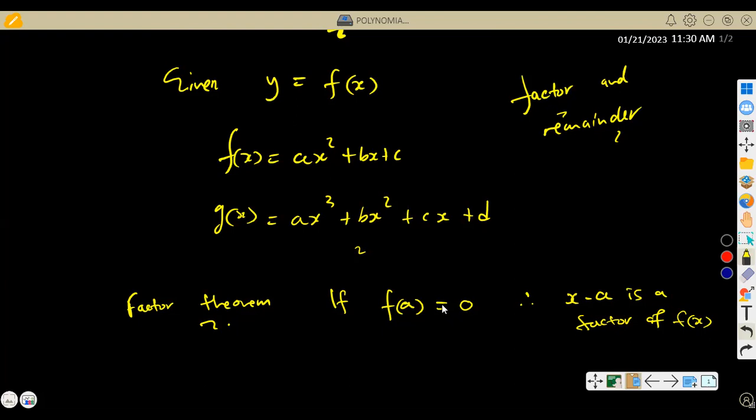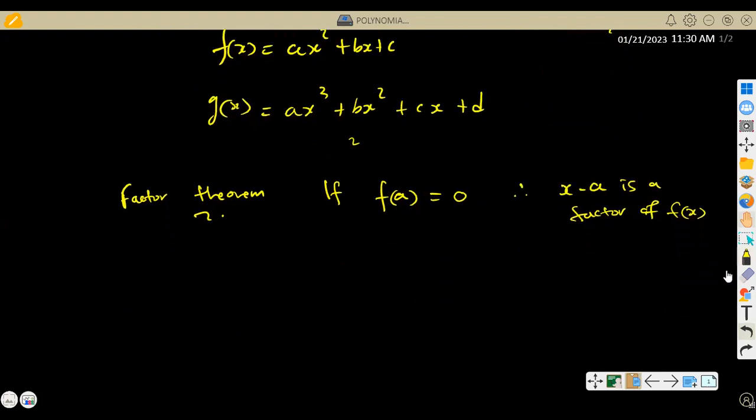If you substitute any number on f of x and obtain a 0, then x minus that number is a factor. Take note of what I'm trying to say here. If f of 3 is equal to 0, what does it mean? Therefore, x minus 3 is a factor. That is what you're going to have. You substituted 3, but in the factor it's now minus 3.